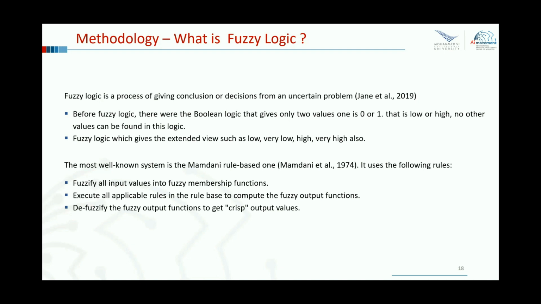So the most well-known system is the Mamdani rules-based one. It uses the following rules. So first of all, fuzzify all input values into fuzzy membership functions.